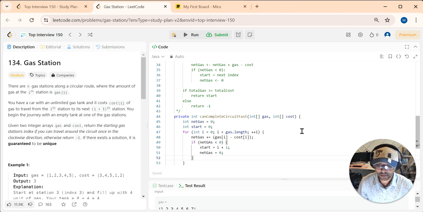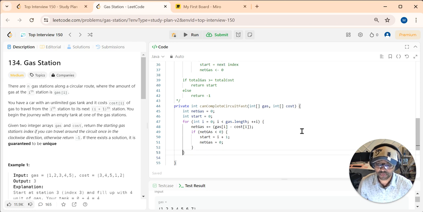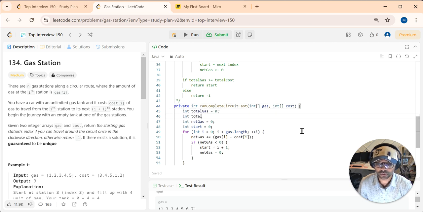Okay. And then here, oh wait, so we also need to total up the whole array, right? So we can do it in the same way. So total gas equal to 0 and total cost equal to 0, right? And we just add them both up. Running total for both, right? So total gas plus equals gas of I, total cost plus equals cost of I.